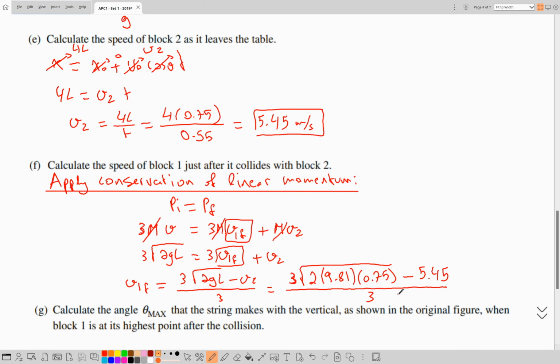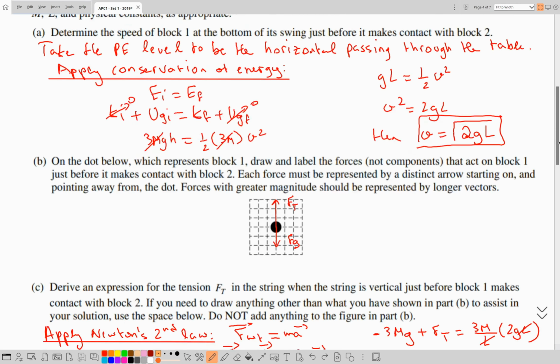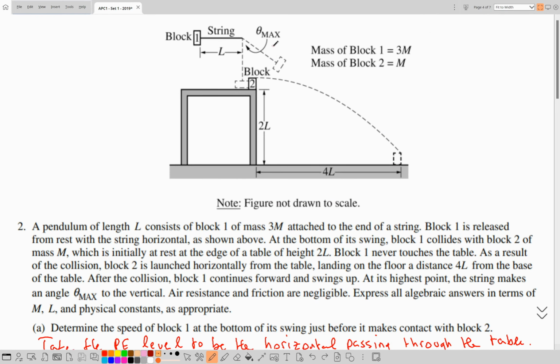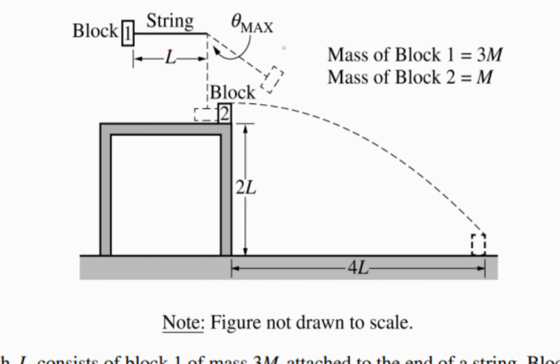Plugging this expression on the calculator, we would find that the final velocity of block 1 immediately after the collision is given by 2.02 meters per second. Now how is this again correlated to the value of the maximum angle? Now as block 2 is launched from the table, block 1 will continue its swing up. Now this is theta maximum, and it's the angle with respect to the vertical.